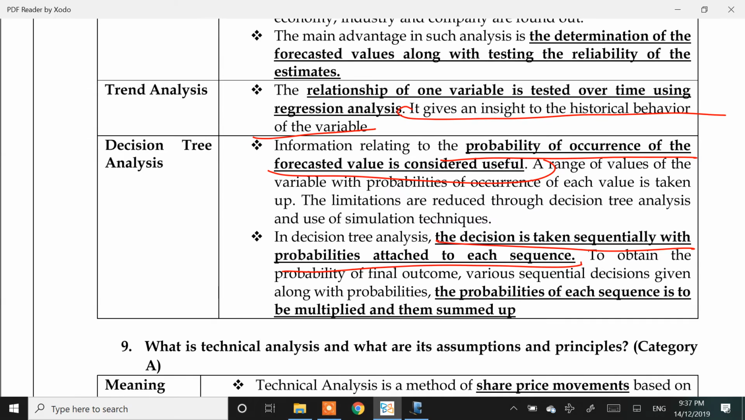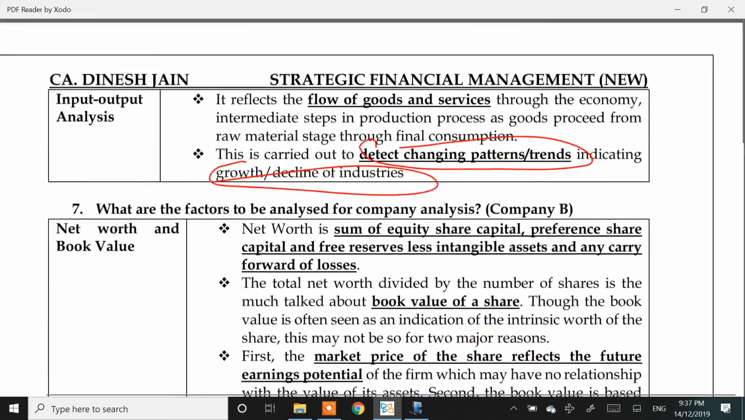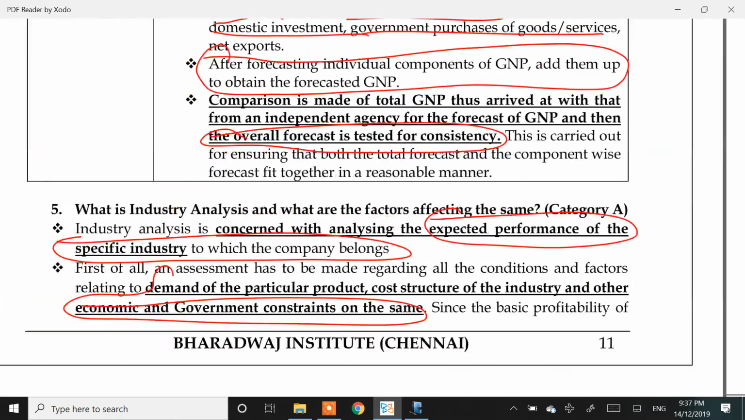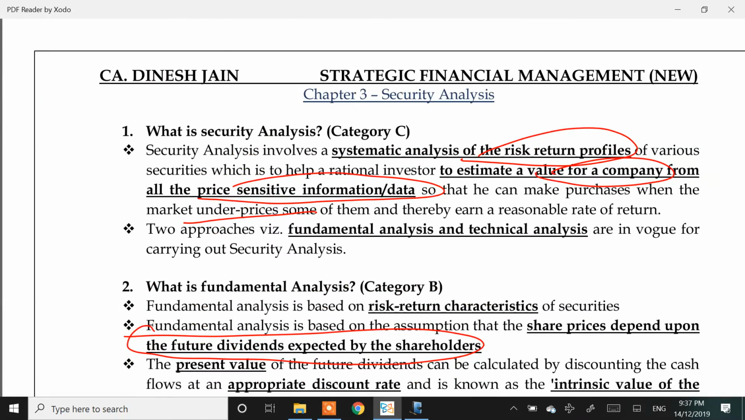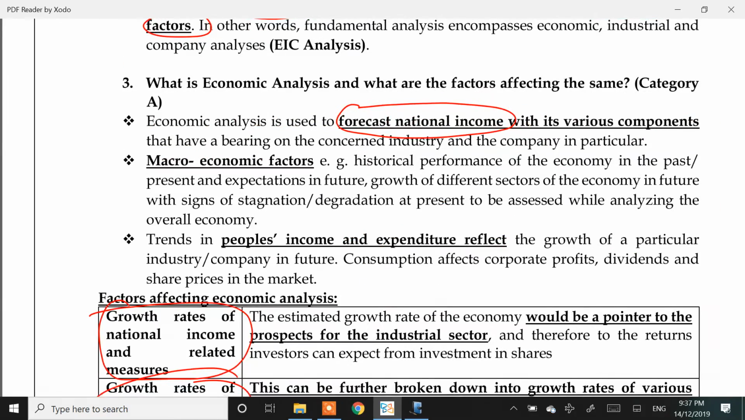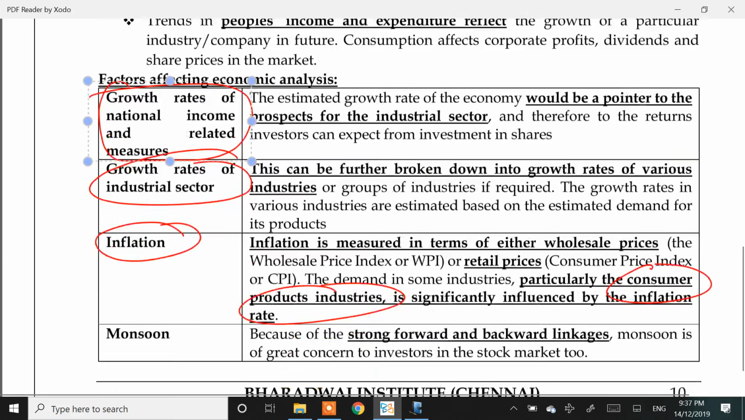So I'll do a separate video again on technical analysis. So till now we have done fundamental analysis. In fundamental analysis, what we are focused on is EIC analysis, which is economic, industry and company analysis. So we first started with economic analysis. Economic analysis is trying to forecast what will be the national income with its various components. There are four factors which affect them: growth rates of national economy, growth rates of industrial sector, inflation, monsoon.